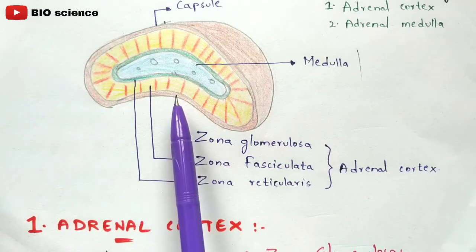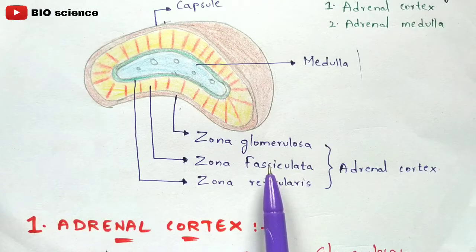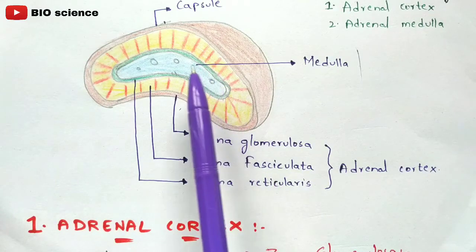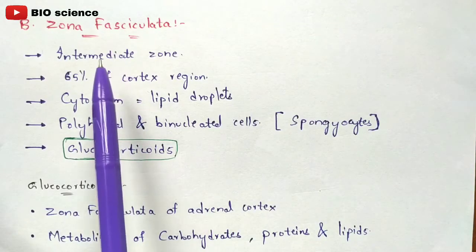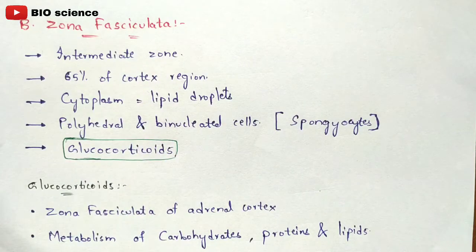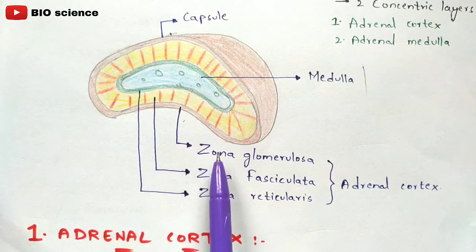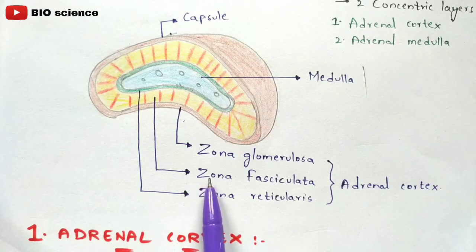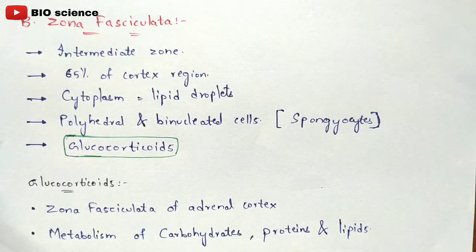So now we have discussed the zona glomerulosa. Now we are going to discuss the second layer called zona fasciculata, right? This yellow color region visible in this diagram is called zona fasciculata. As I have mentioned, this zona fasciculata is an intermediate zone. Intermediate zone means, if you see the diagram over here, this is the first layer and this is the third layer. So between them is the intermediate layer. What is that intermediate layer? Zona fasciculata, right?